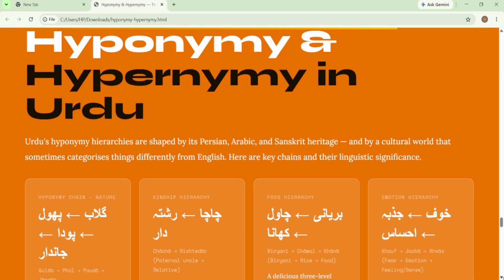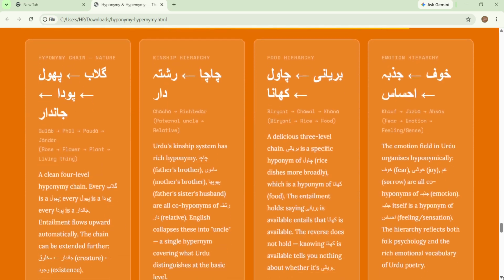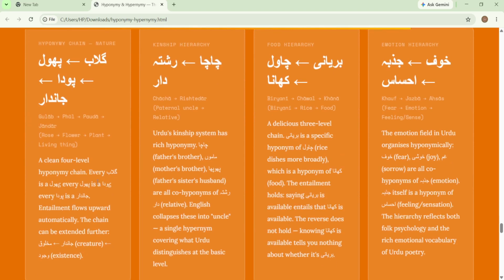Hyponymy in Urdu, we're going to look at just an example of Urdu. Some of the terms, like gulab entails phool, which entails paudha, which entails jandar. A clear four-level hyponymy chain. Every gulab is a phool, every phool is a paudha, every paudha is a jandar. This is what entailment shows.